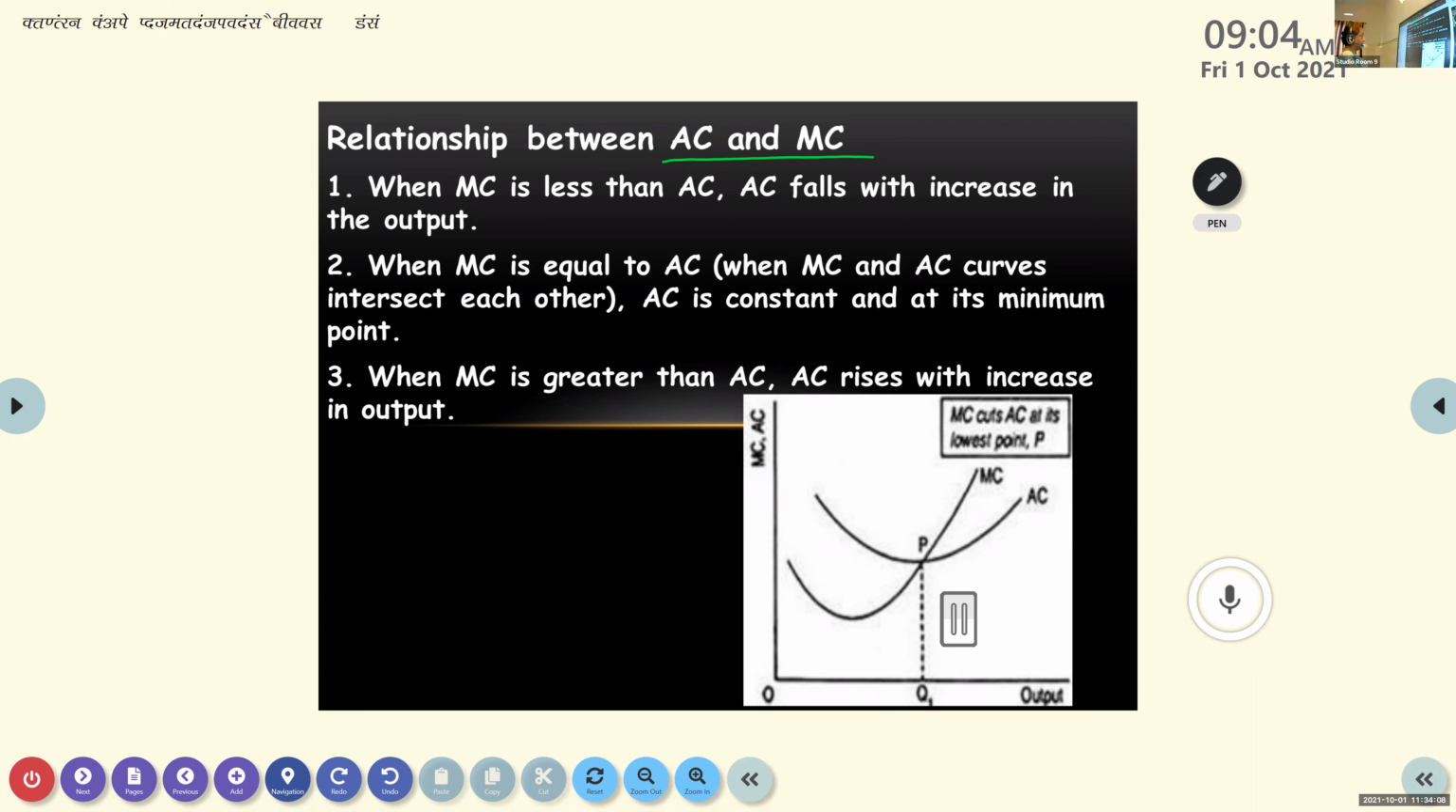Okay, what is the second relation? When MC is equal to AC, AC is constant and it is at its minimum point. Okay, what is the third relation? When MC is greater than AC, AC rises with increase in output. As you see here, MC is above AC curve. So what is happening to AC? It is getting increased. It is rising. So these are the three types of relation.